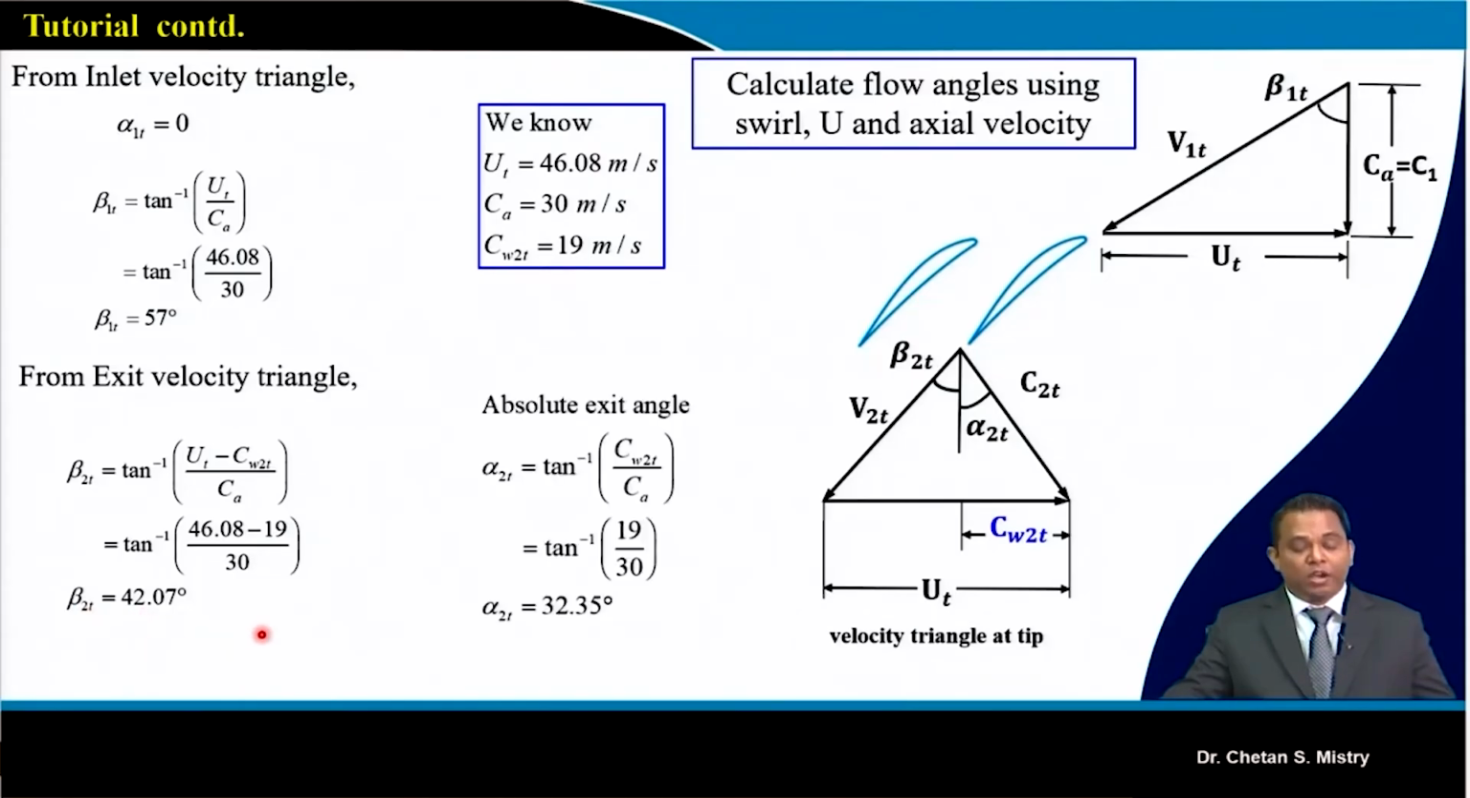Okay. Now same way we can calculate my absolute flow angle. That is nothing but tan inverse CW2 by Ca, and that gives alpha 2 as 32.35 degree.